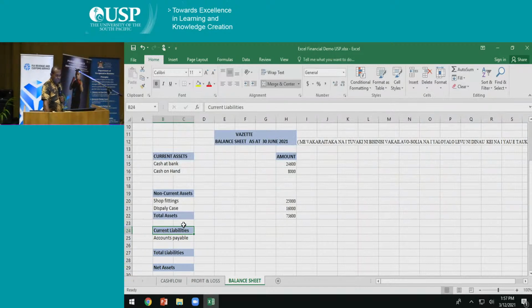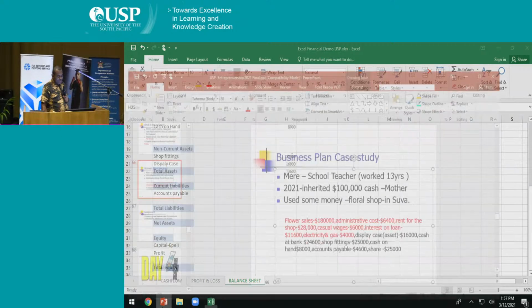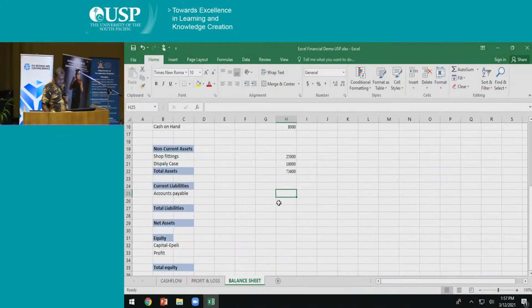Okay? Those are liabilities. And one of the liabilities that you have to pay, that accountants name as accounts payable. You have to pay this, okay? And what's the value in our case study? 4,600. 4,600. Good.